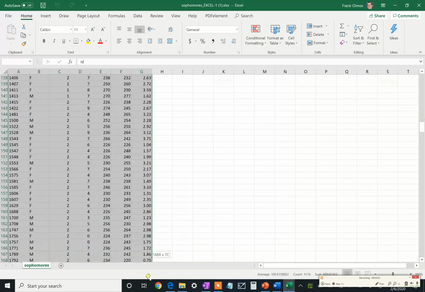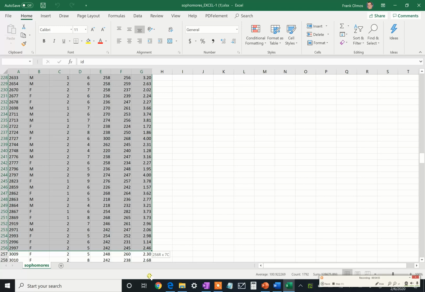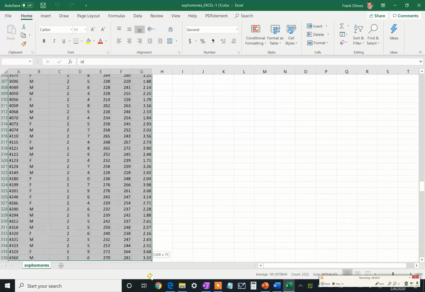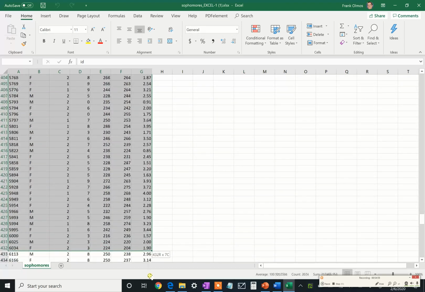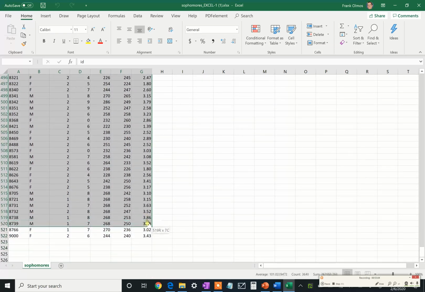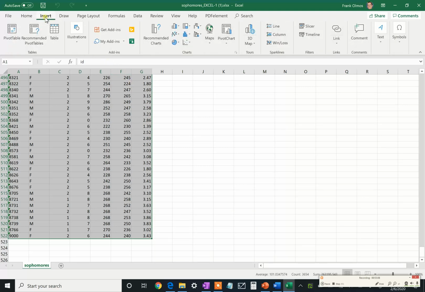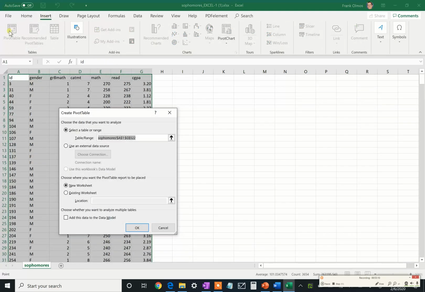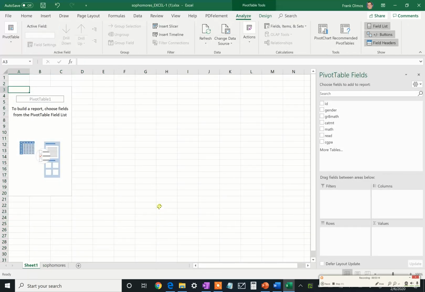And that's a lot. Don't do hand calculations, all right? You'll be here forever. It's a lot of data. All right, there we go, it stops. And then go to insert, pivot table. There you go. And then you get that, you click OK.